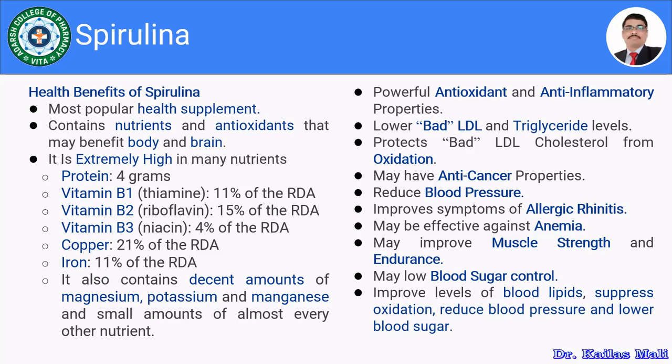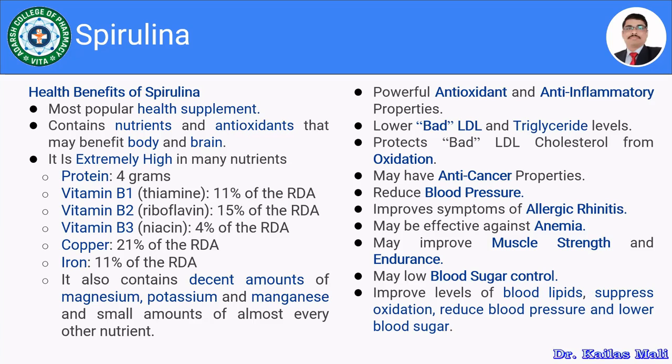Then it may improve muscle strength and endurance. Whatever the muscle strength is, it is going to be improved by consuming spirulina. Furthermore, it has the ability to reduce the blood sugar level. A small amount of magnesium is present in it, and magnesium may have a certain role in the reduction of the blood sugar level.